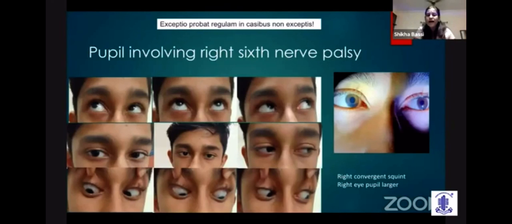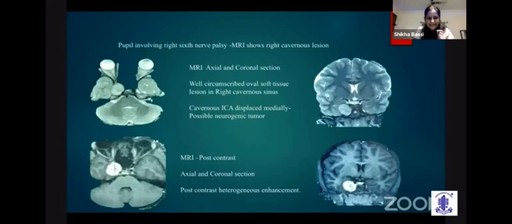You can also have pupil involvement in a sixth nerve palsy. Usually, it is a constriction of the pupil that is seen because of the associated Horner syndrome with sixth nerve palsy. Here we had a case where the pupil was dilated, but nonetheless the lesion localized to the same place, that is in the cavernous sinus.